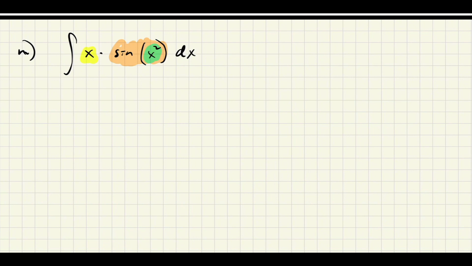Well, the innermost part that I can see is x squared. It's the angle of sine. That's probably where I would start. Is it the correct answer? I don't know. We're going to find out. But that's probably where I would start, the innermost part. Once I rewrite it, I can't really rewrite this guy. So once you do that, look for the innermost part.